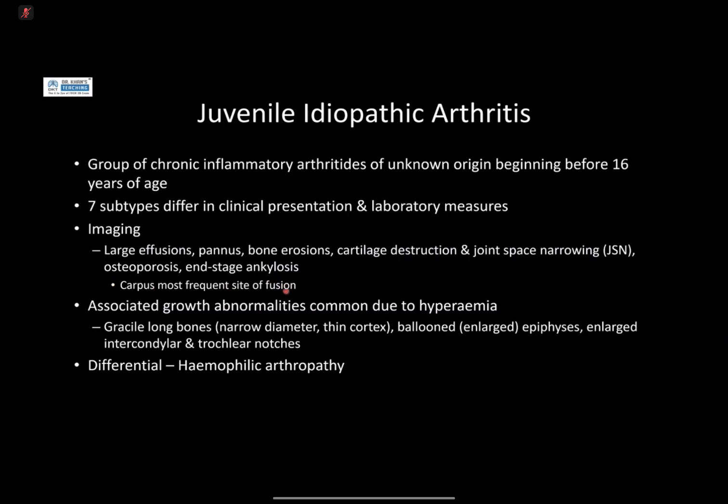In the carpus, your carpal bones are the most common site of fusion, and the earliest sign is carpal crowding. You don't really get erosions in the fingers, I'm not sure why, but it often affects large joints: your wrists, your knees, your hips, your ankles. Okay, and of course with hyperemia, you can get very long gracile bones, ballooning or enlargement of the epiphysis, and widened intercondylar notches. And if you think of enlarged intercondylar notches, the thing you think of is hemophilic arthropathy. Again, same process. You keep bleeding into the joint. You get constant inflammation causing hyperemia causing your bone changes. Same thing. But an easy thing to do is ask whether there is a family history of hemophilia, a simple test to screen.